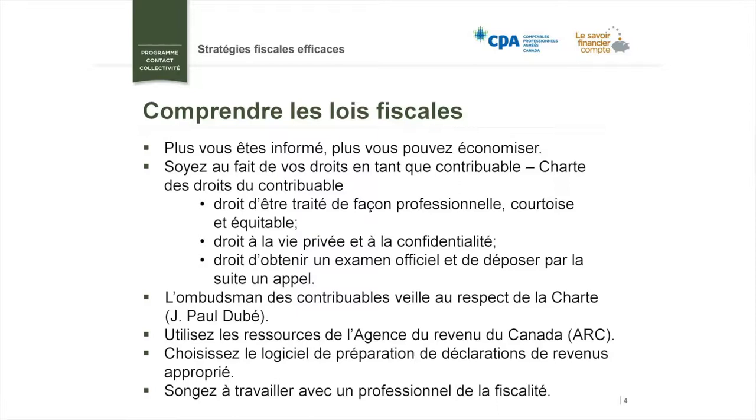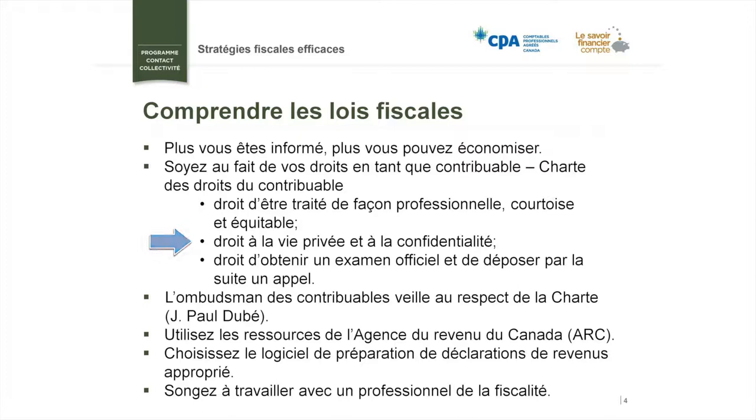So first, understanding tax law. Obviously, the more that you know, the better you'll be able to make your decisions. One of the things that you should know is that taxpayers do have rights. There is something referred to as a taxpayer bill of rights. There are actually 15 rights that taxpayers have, and illustrated on the slides are just a few of them: to be treated professionally, courteously, and fairly, to have privacy and confidentiality, to a formal review and appeal process.